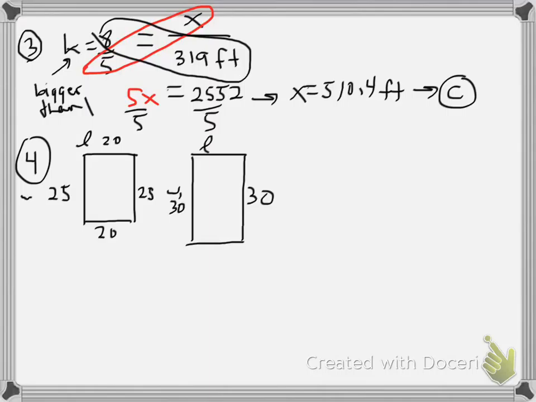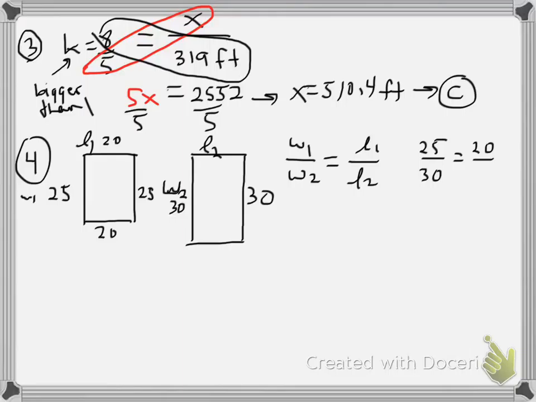So let's call it width 2. Whoops, I wrote that wrong. Width number 2 and length number 2, and let's call it length 1 and width 1. Okay, well we know that width 1 over width 2 has to be the same as length 1 over length 2. So what is our width 1? Our width 1 is 25. Our width 2 is 30. That has to equal length 1, which is 20, over length 2. So that's what I'm going to need to solve.